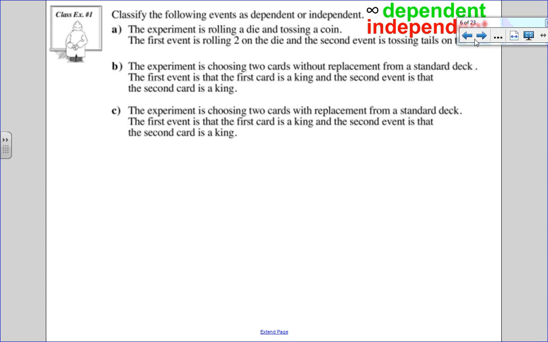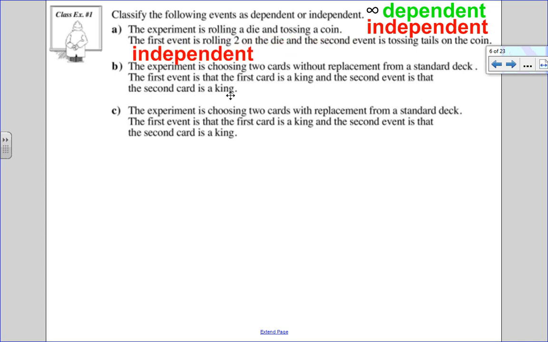I want to just practice this idea of classifying things as independent or dependent events. So we're rolling a die and tossing a coin. The first event is rolling a 2 on the die. The second event is tossing a coin and it landing on tails. Does me tossing a coin landing on tails depend on what I got on the die? No, it doesn't. So this is an independent event.